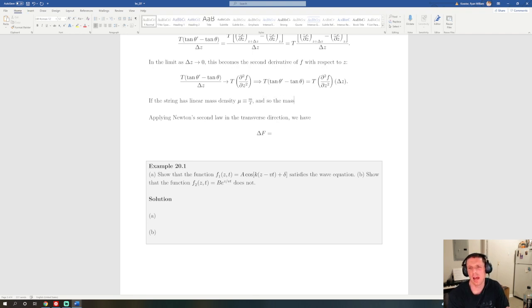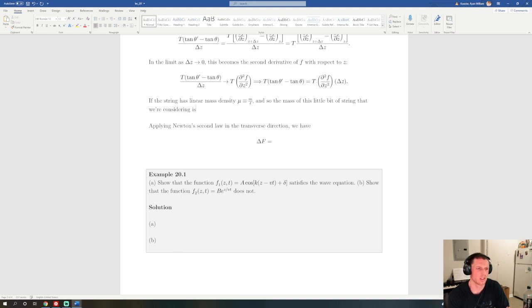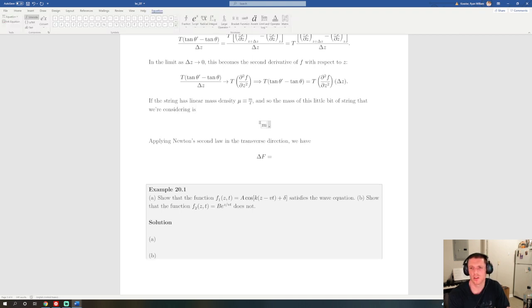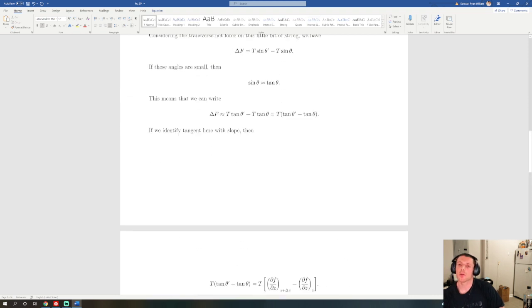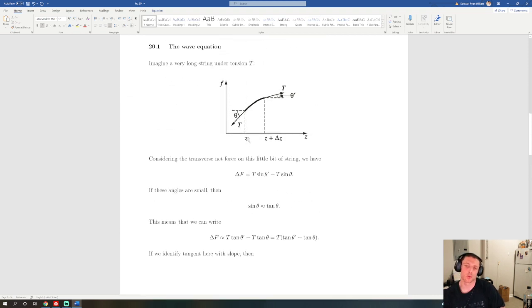And so the mass of this little bit of string that we're considering is this. We can write that m, essentially rearranging this and changing the L to delta z, and I'll talk about that in a second, but we can just write that this is mu delta z. Okay, and remember that our length is delta z, right? Because we're thinking about going from z to z plus delta z. So this is our L, essentially.